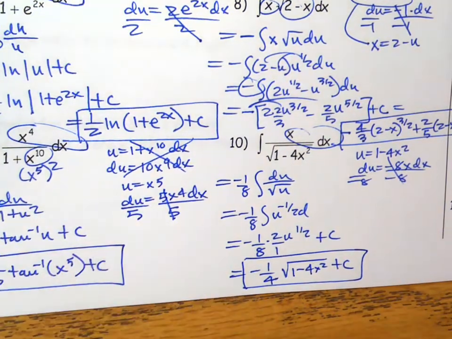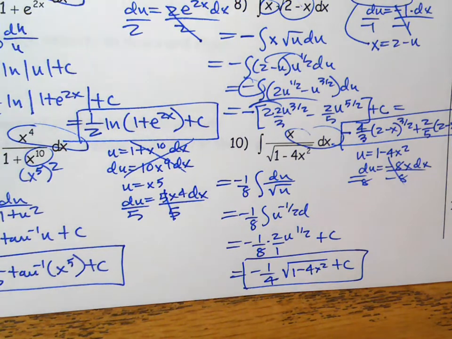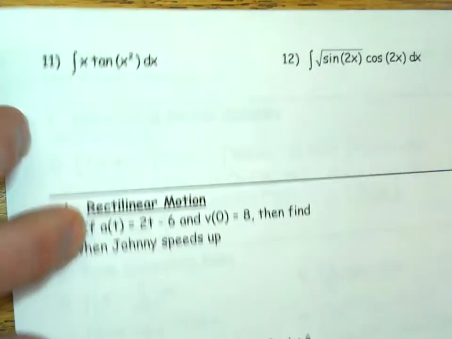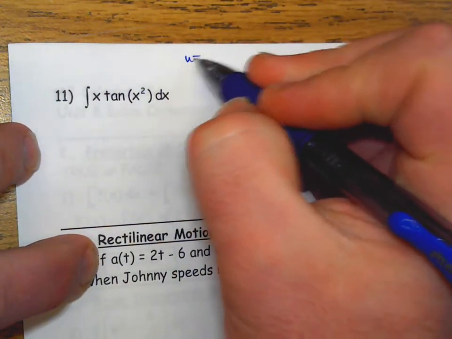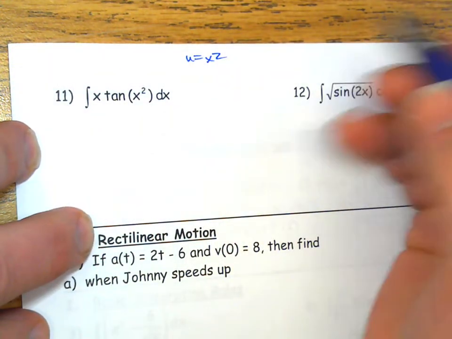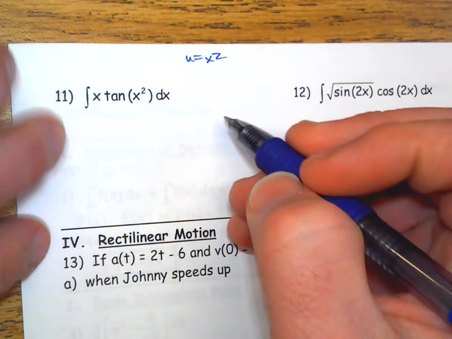You can get really good at these, just practicing. Okay, we got a couple more integration problems. So this one right here, this is one of those ones, and you're going to get better at this. You'd be like, oh yeah, u should be x squared. Okay, if you do that, you're going to have to do another layer of U-substitution because you can't integrate tangent.